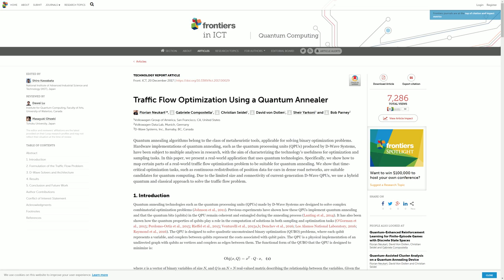Volkswagen Group of America. That's interesting. Volkswagen is a German car manufacturer, and it says Volkswagen Group of America. Yeah, why not? San Francisco, Canada, United States. Volkswagen Data Lab, Munich, Germany. D-Wave Systems Inc. It's actually very near my place. I'm living in Switzerland, but not really far away from this place.